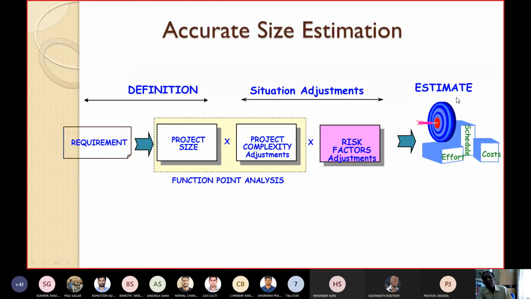So what can you estimate here? The size you are estimating, in terms of function points. Here the final output may be the estimates for different things. The estimates could be for the effort, for the schedule, or for the cost. Because if you know the effort, you can easily find out the estimated cost. So in this way, you can estimate the accurate size.